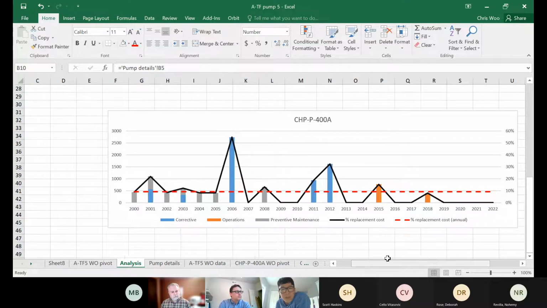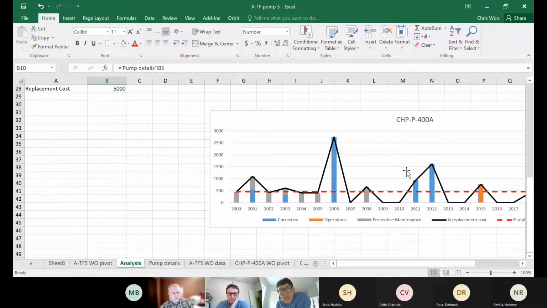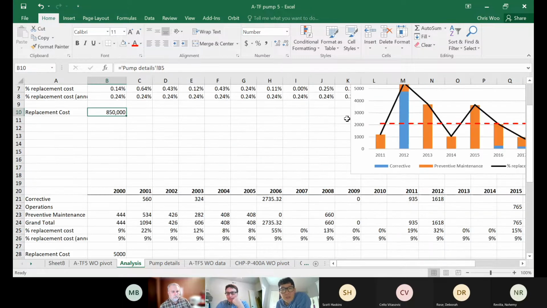The second pump, which is a $5,000 pump, has a slightly different story. Again, the stacked bar chart is the work order by types, and the black line is the percentage of work order spend relative to the replacement cost, and this red line is the annual average. This time it's about 10%, because $5,000 is pretty cheap compared to $850,000 for sure. The relative annual spend is higher for a cheaper pump than for the more expensive pumps. So any questions on these two examples?